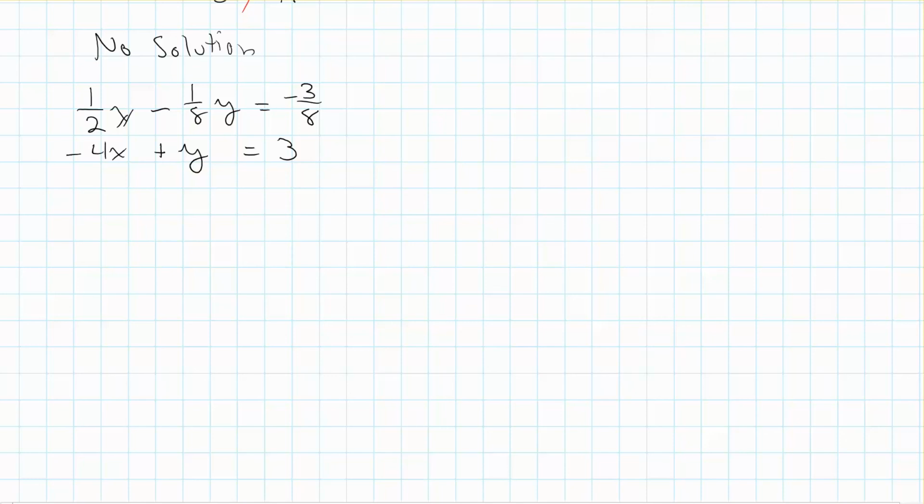Okay, so let's go ahead and look at this. Well, first off, there's fractions. I don't like fractions. So let's multiply by 8 to get rid of all my fractions. So if I multiply through by 8, the top equation would become 4x minus y equals negative 3. Then my bottom equation is negative 4x plus y equals 3.